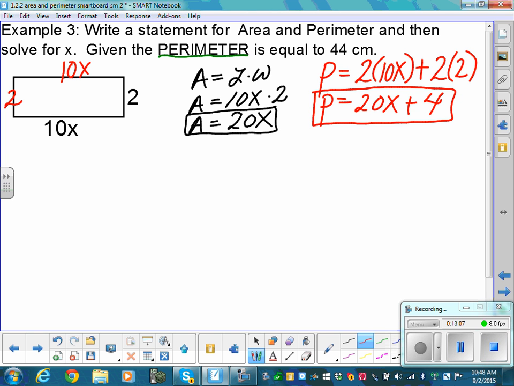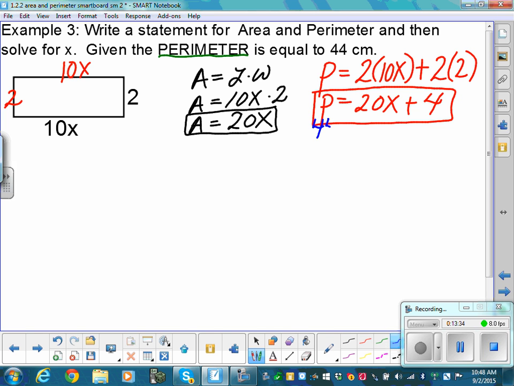Now let's move on and read the second part. Solve for x. Okay, well, we have x and x, but we can't just solve for x, so let's keep reading because we don't know anything. But it says, given the perimeter is equal to 44. So now we know the perimeter is equal to 44. So instead of a p, we know it, right? Do we know the perimeter is equal to 44? Okay, so we are given the perimeter is equal to 44.